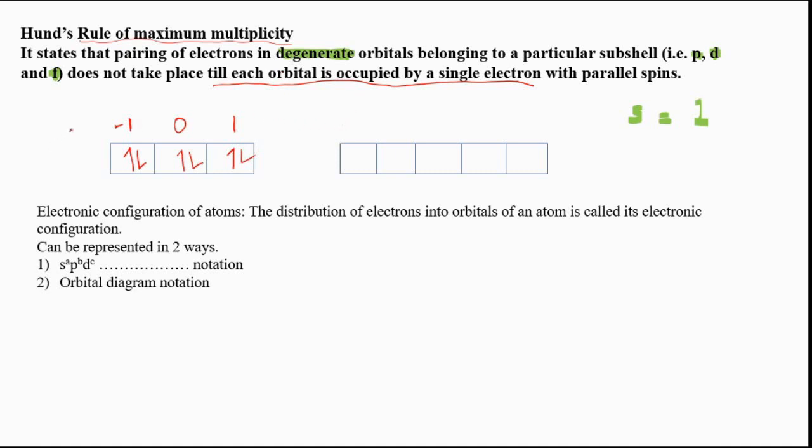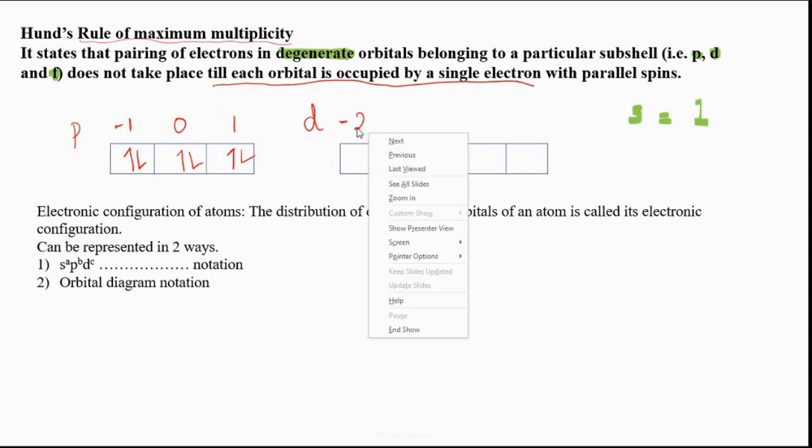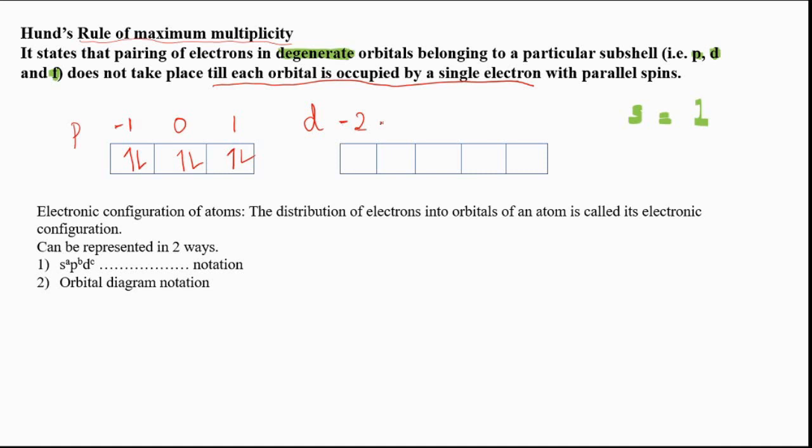So this was for a p orbital. If I consider a d orbital, I have -2, -1, 0, 1 and 2. So how will I fill? I will fill 5 electrons singly, so all the orbitals are half filled. Only when the 5 electrons are filled will I fill the 6th electron as the pairing. So for a p orbital, the 4th electron will do the pairing. For a d orbital, the 6th electron will do the pairing. And for an f orbital, the 8th electron.